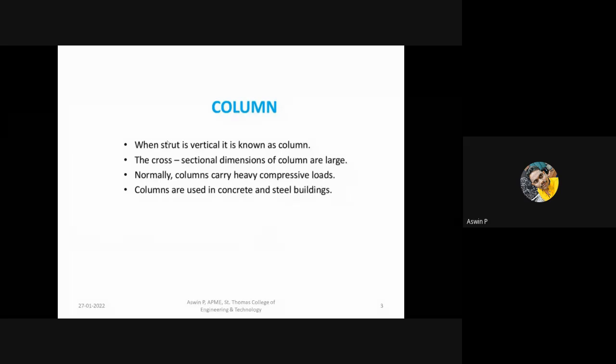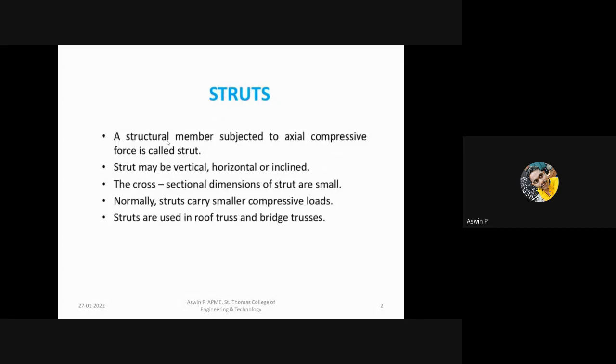So first of all, you must write what a strut is. Then we need to write column, and you need to compare strut with column. You can compare them very easily, because for a strut the cross-sectional area is small, and for a column the cross-sectional area is large. So please write down strut.